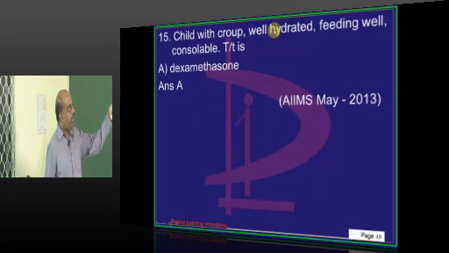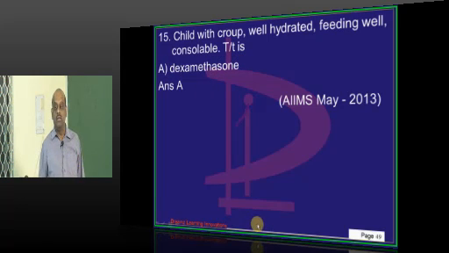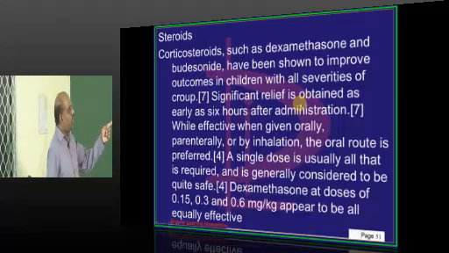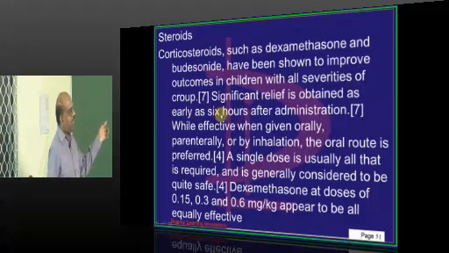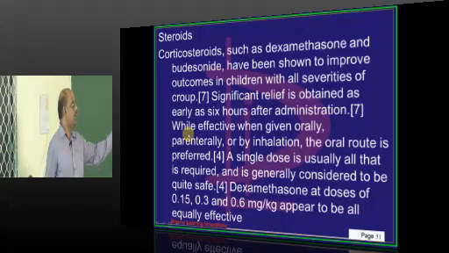Child with laryngotracheobronchitis, well hydrated, feeding well, consolable, what is the treatment? We give dexamethasone. Typically they are known to improve the outcome with all kinds of severity. If you give it as early as about 6 hours after administration, there is a significant relief.